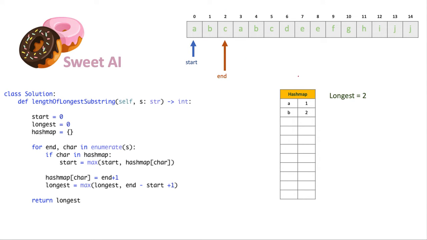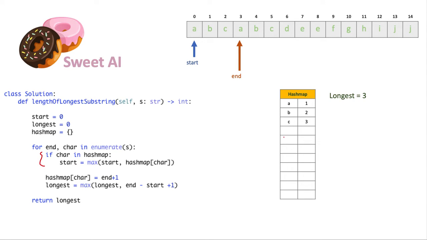Do we have C in the hash map? No, we don't. We're going to add it, and update the length of the longest to 3. Then we iterate over, and we have letter A here. So this is the special case that we need to handle. We have a repeated character, and here is the code to handle that part.